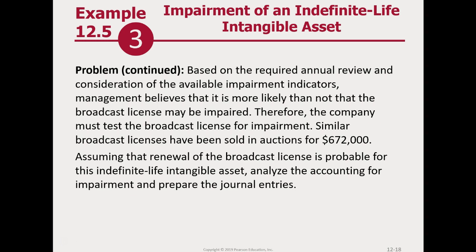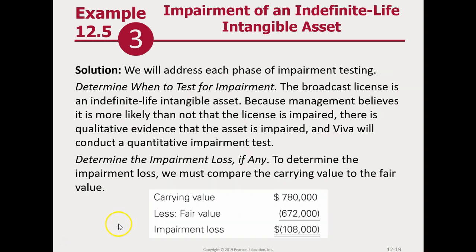And one way to do it annually, there's a couple different ways. You can do a quantitative test or a qualitative test. A qualitative test is just looking at the available impairment indicators and seeing if we need to go forward. The quantitative is go ahead and find its fair value and do a direct comparison of carrying value to fair value. So, in summary, when to test? Every year.